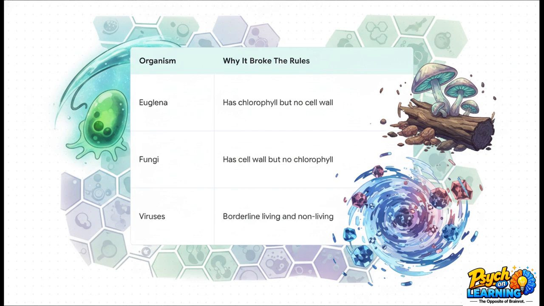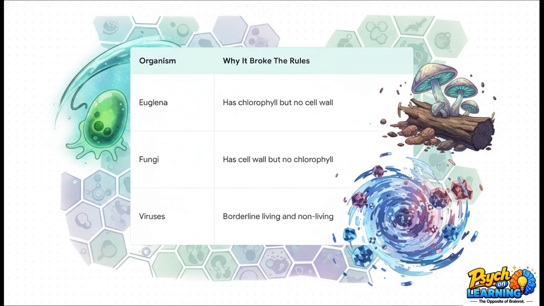First up, Euglena. This tiny organism has plant-like chlorophyll to make its own food, but it doesn't have a cell wall. Oh, and in the dark, it actually hunts and eats like an animal. So, is it a plant or an animal? The old rules just couldn't tell us.